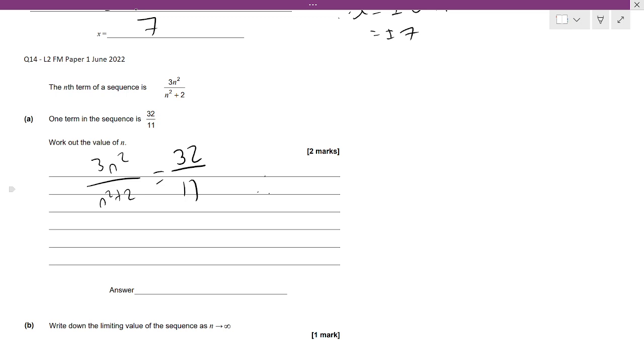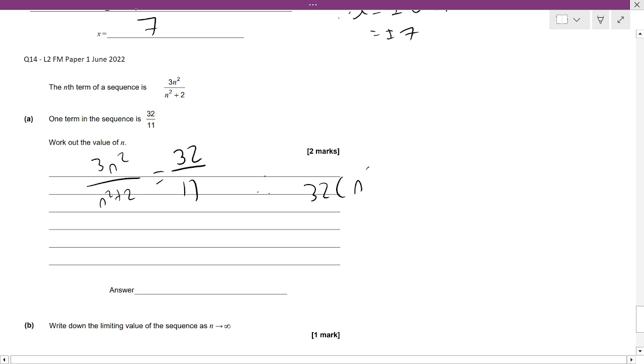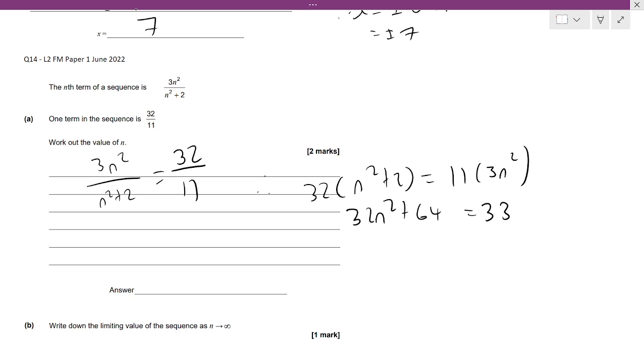So we can cross multiply to say 32 lots of n squared add 2 is going to be 11 lots of 3n squared. Then let's expand it. So then 32n squared add 32 times 2, which would be 64, would be equal to 33n squared. 11 times 3, 33. Then I can get rid of 32n squared both sides. So you're left with 33n squared minus 32n squared, which is just n squared. And that's going to equal 64. But then n, again, is going to be plus or minus root 64, which is plus or minus 8, because root 64 is 8.